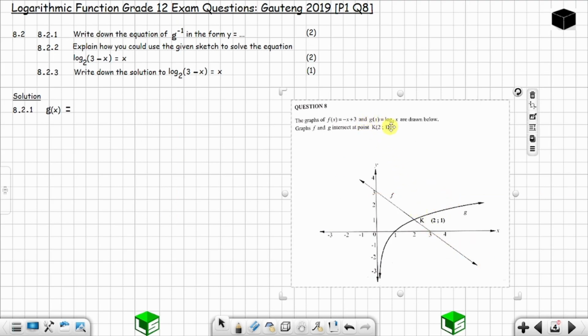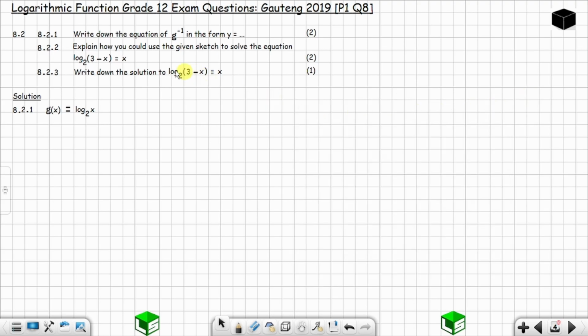This is g of x, log of x base 2. You are given g of x there. So now the question is to find the inverse of g in the form y is equal to. You know how to do that. Okay, so let me do that.